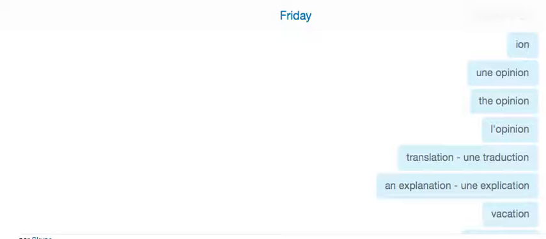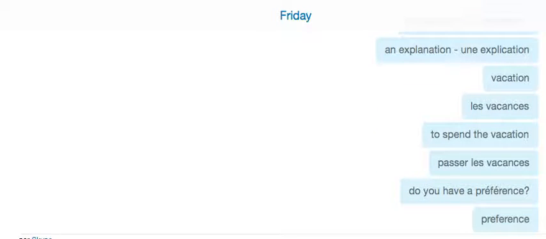There are three exceptions to this rule, the ION feminine nouns having a similar meaning and a similar pronunciation. Well, we have a translation, une traduction, an explanation, une explication, vacation, les vacances. So, une traduction is feminine, une explication is feminine, vacation is always plural in French. Les vacances. To spend the vacation, passer les vacances.